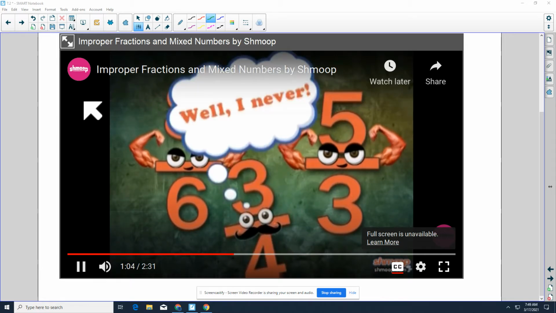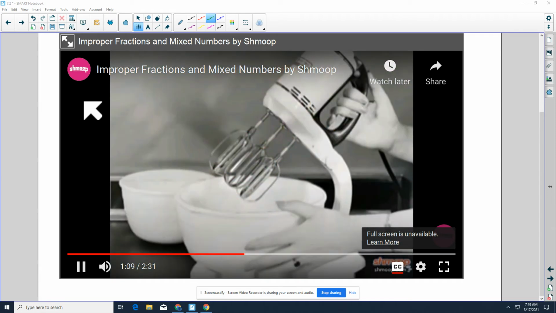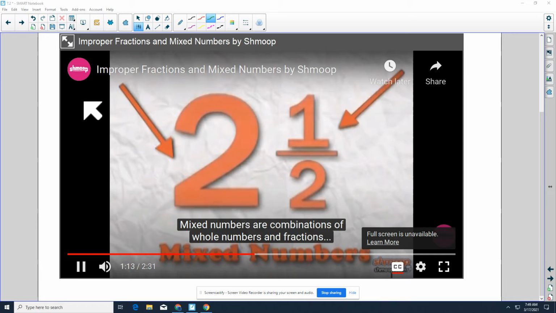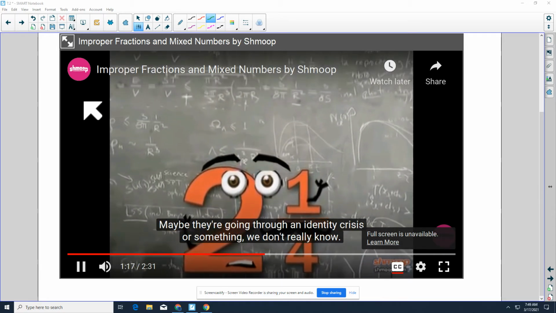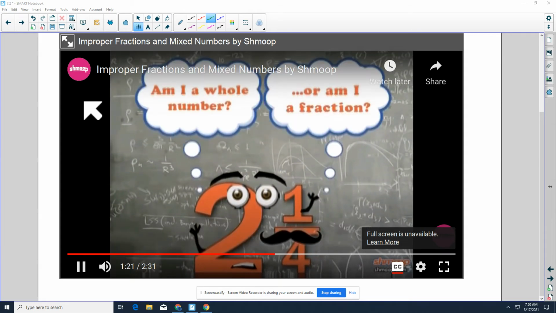Well, I never. But if they get on our nerves, we can change them into mixed numbers. Mixed numbers are combinations of whole numbers and fractions, so they may be a bit confused at times. Maybe they're going through an identity crisis or something. We don't really know. Am I a whole number or am I a fraction?